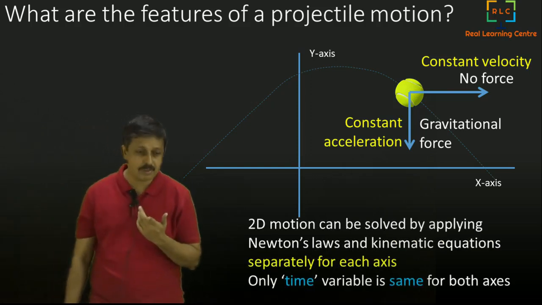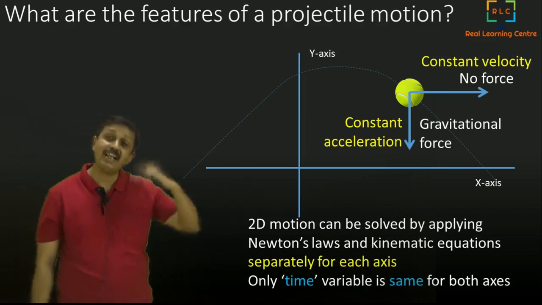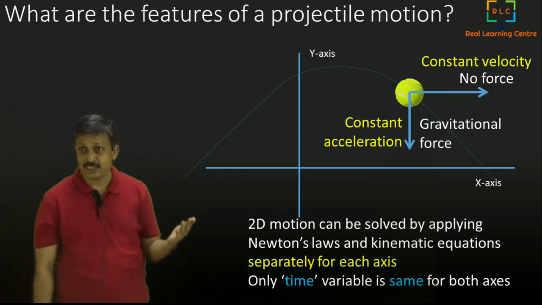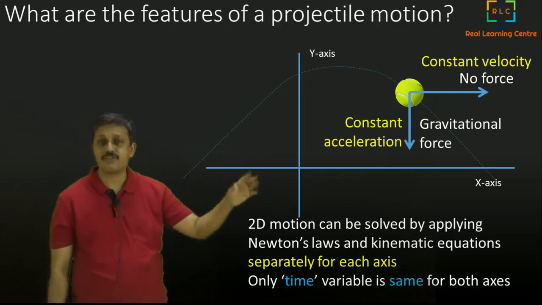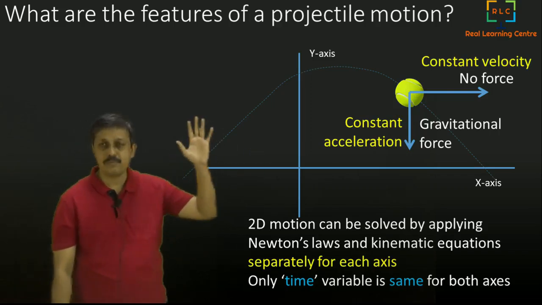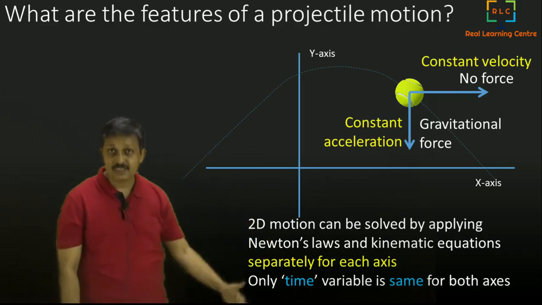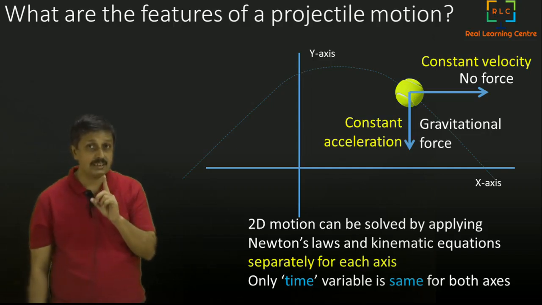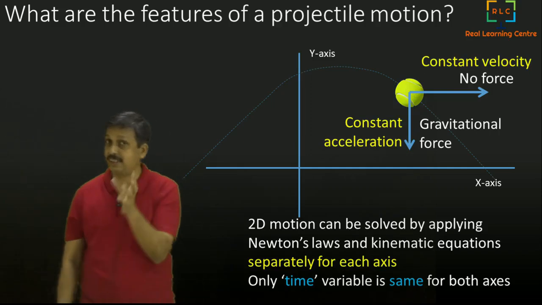So 2D motion can be solved by applying Newton's laws of motion separately for the x-axis and y-axis. On the x-axis, it is going with no force, constant velocity. You can go with basic equations, and the y-axis you can deal with separately. So how do we deal with this separately? The only important factor is that even though you deal with them separately, it is actually the same ball.